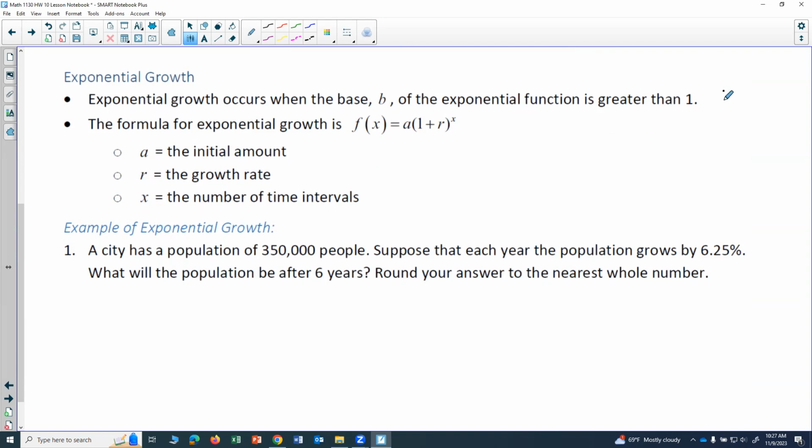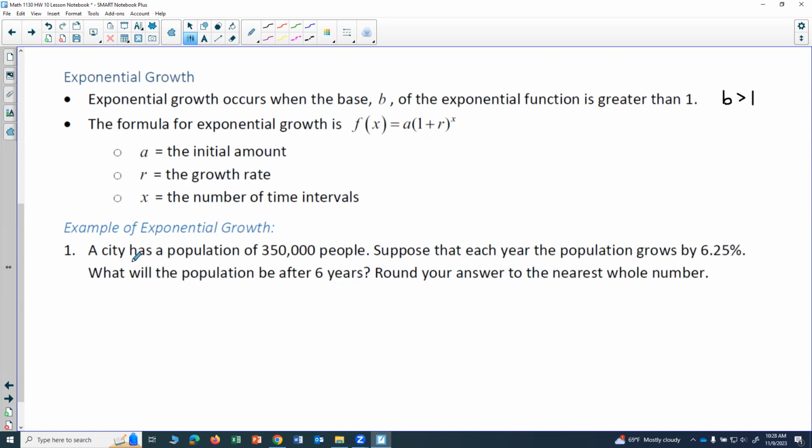So when b is greater than 1. The formula for exponential growth is f of x equals a, some initial amount, times 1 plus r raised to the x power. So 1 plus r is in parentheses, and that whole quantity is raised to the x power. A is the initial amount, r is the growth rate, and x is the number of time intervals.